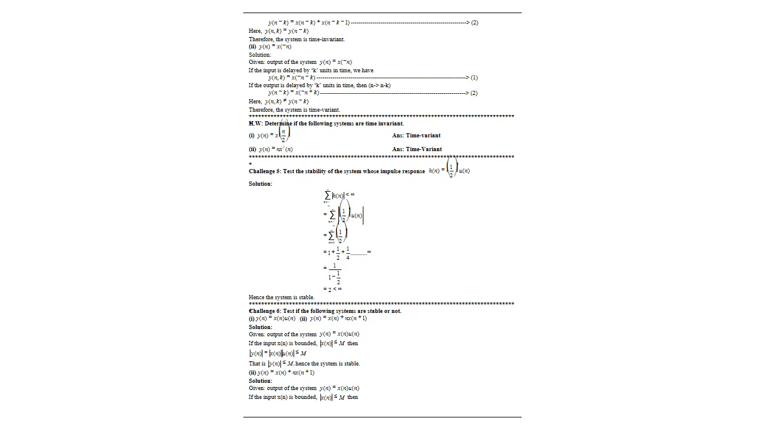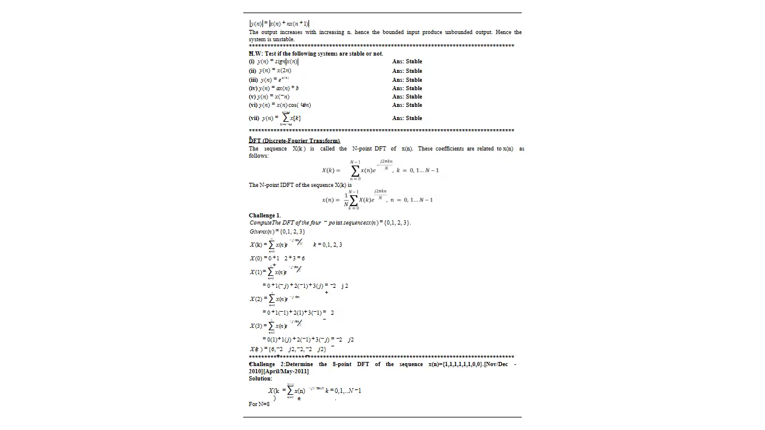So next, the output is y of n is equal to x of n plus n x of n plus 1. So here modulus x of n is less than or equal to m. So y of n is equal to modulus x of n plus n x of n plus 1. So the system output is increasing with n. So it is an unbounded output, so the system is unstable.